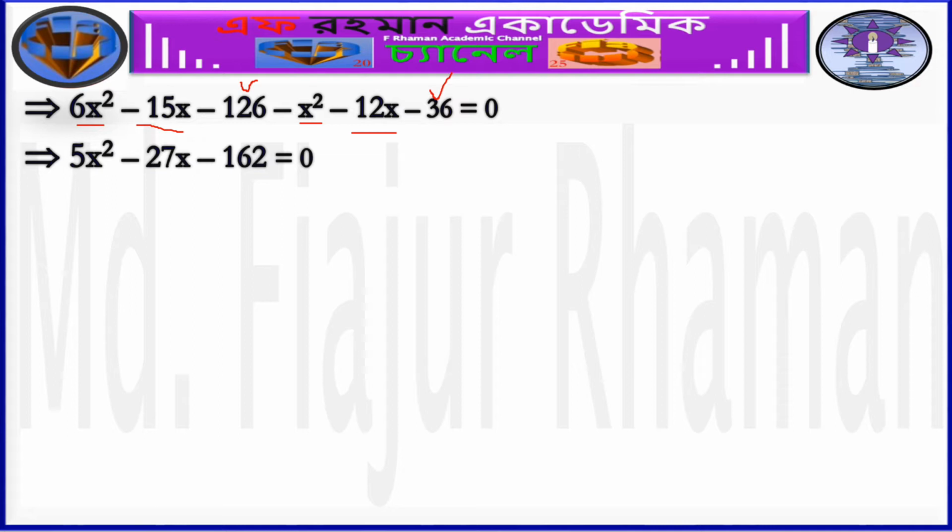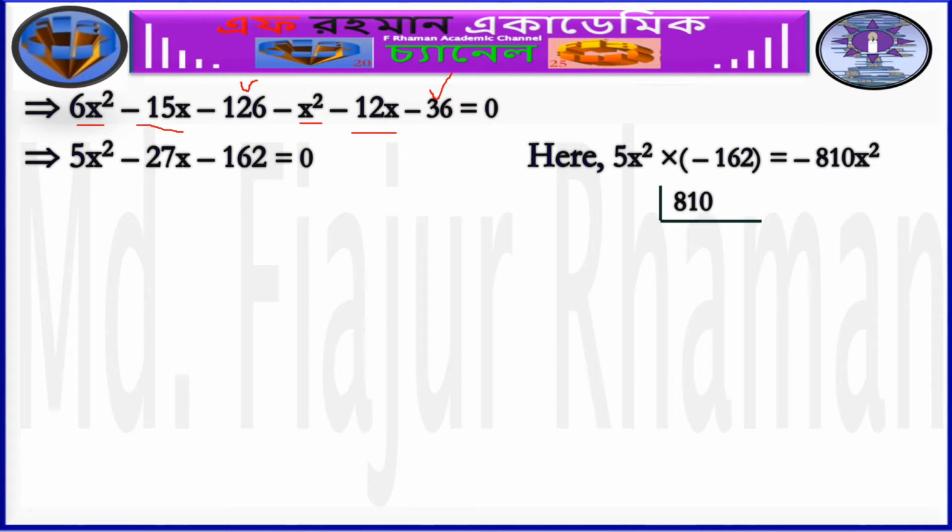We have to factorize these by the process of middle terms. This equation is already arranged in descending order of the powers of x. In either case, we have to take the product of the first and last terms, which is equal to minus 810 x squared. We now find the factors of 810.